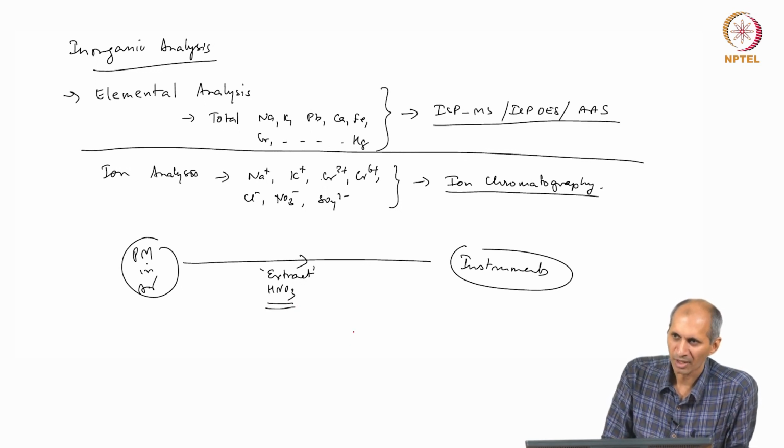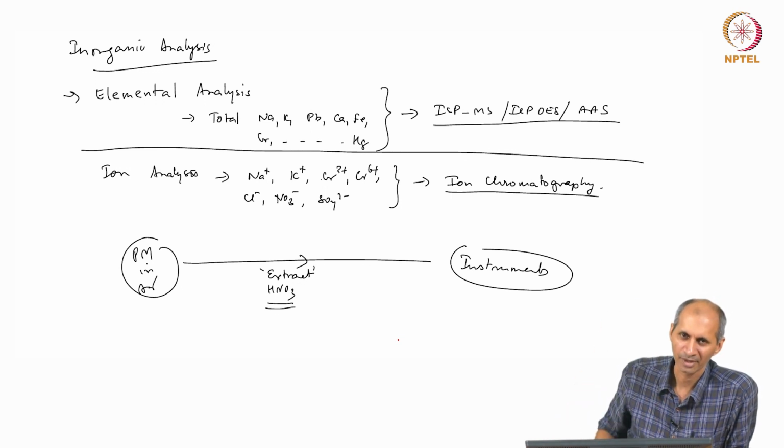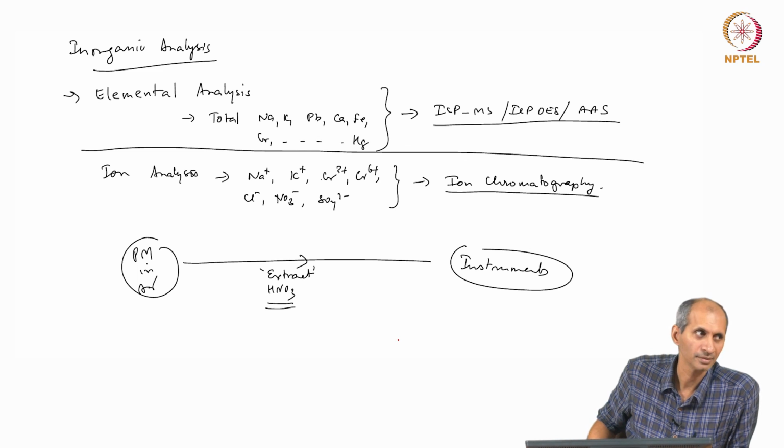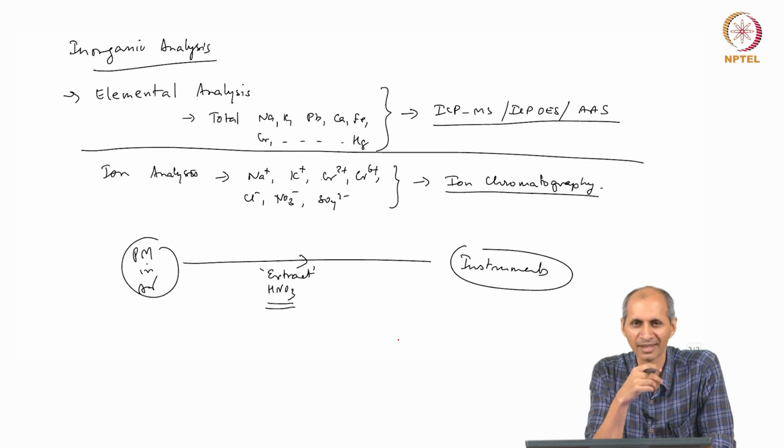So, when you use HNO3, there is one element that will not dissolve in HNO3. Do you know which one? There is one element which will not dissolve in HNO3, and you require hydrofluoric acid for that, which is a very dangerous substance. So, you do not use hydrofluoric acid often. When you use hydrofluoric acid, you have to have a separate lab, separate conditions for all that. So, which element can only be dissolved in hydrofluoric acid? Any guess, anybody? It is a major constituent of particulate matter in the atmosphere.